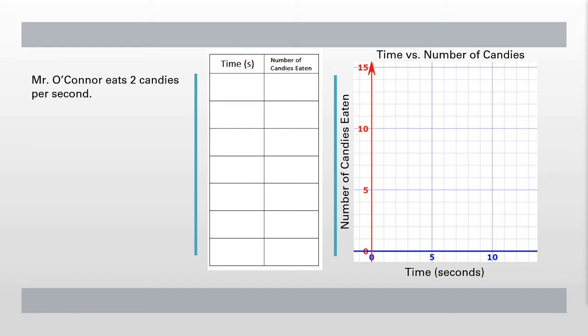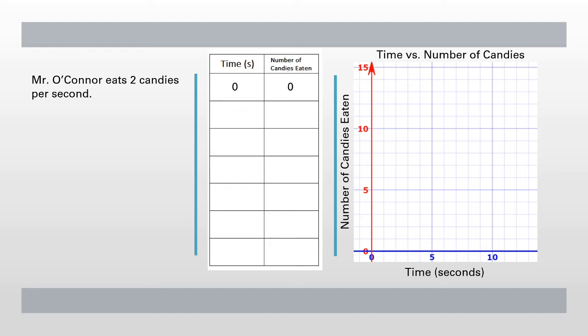Now, when I first grabbed the bag, I hadn't eaten any candies yet, obviously. And on the table of values you can see represented in the middle of the screen, I could represent the fact that I had grabbed the bag and not eaten any candies and not begun timing myself by putting 0 for time and 0 for the number of candies eaten.